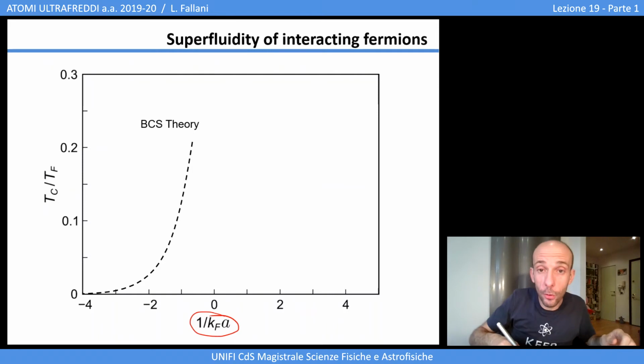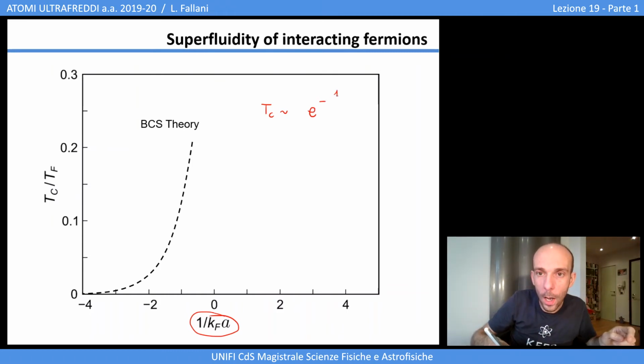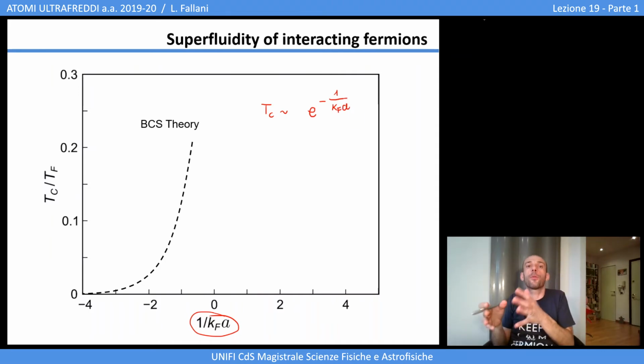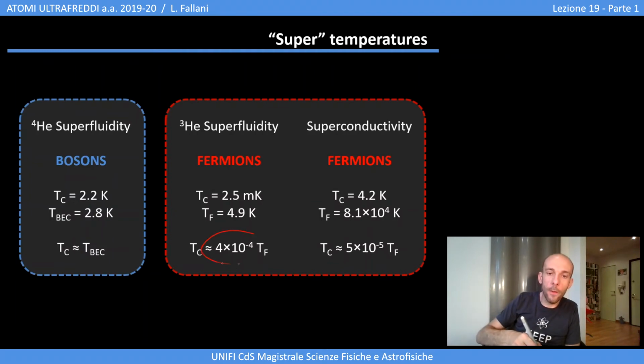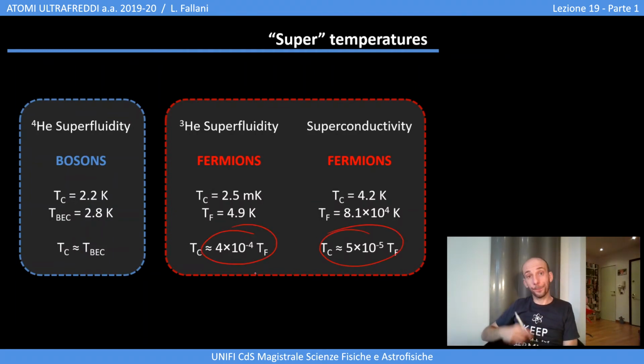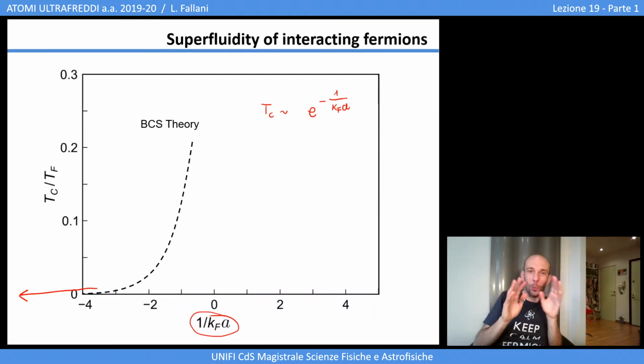And so the critical temperature from the BCS theory can be written as basically the exponential, with some prefactor, of minus 1 divided by kFa. And so you see that you have an exponential dependence on the interaction strength. And because of this exponential dependence, if you plug in the interaction strengths for helium-3 or for electrons in a superconductor, you find these rather low values of the critical temperature Tc. So in this plot, you are at the very left, where this exponential is basically almost zero.